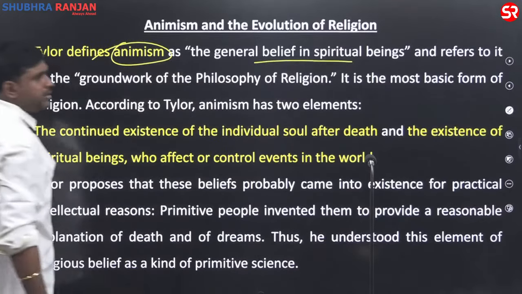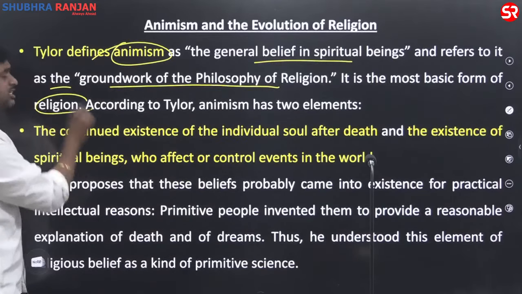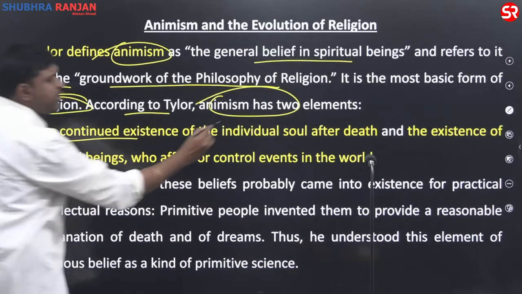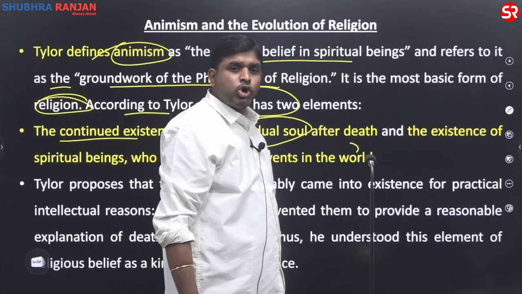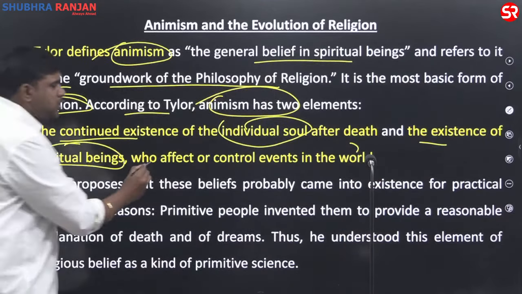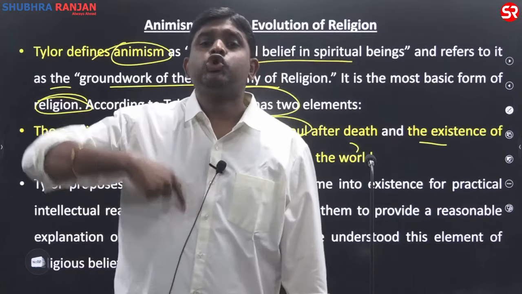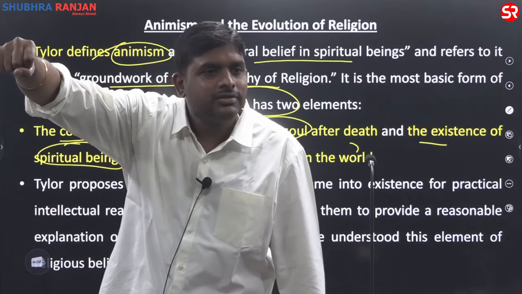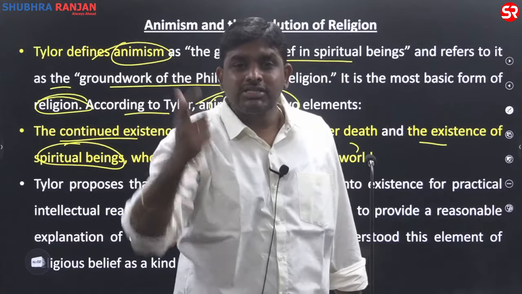General belief in spiritual beings is referred to as the groundwork of the philosophy of religion. It is the most basic form of religion. According to Taylor, animism has two elements: the continued existence of the individual soul after death, and the existence of spiritual beings who affect or control events in the world. So two things I got. First, soul after death, and that soul is also having the power to control the natural events of the world. Hence we started worshipping that soul. Hence the soul worship is called animism.